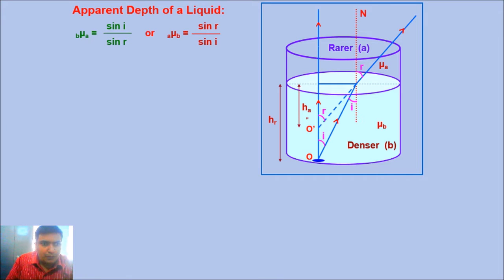From Snell's law we get the refractive index of A with respect to B is sin i over sin r, and on applying the reversibility law, the refractive index of B with respect to A is sin r by sin i.